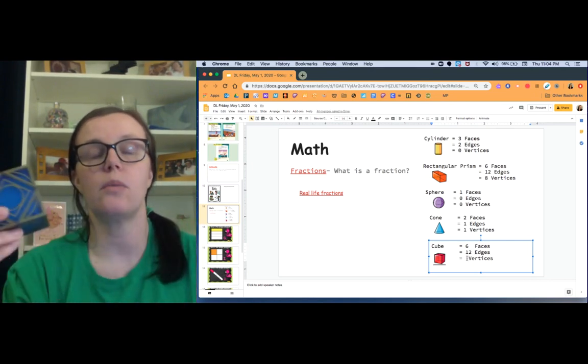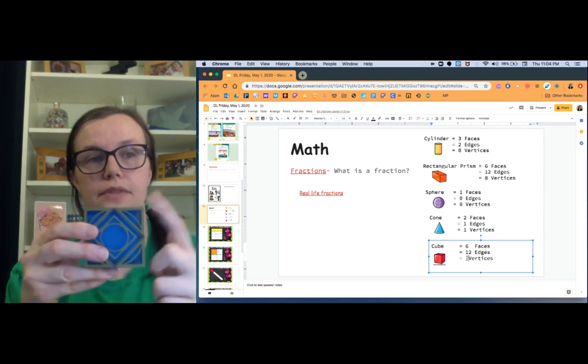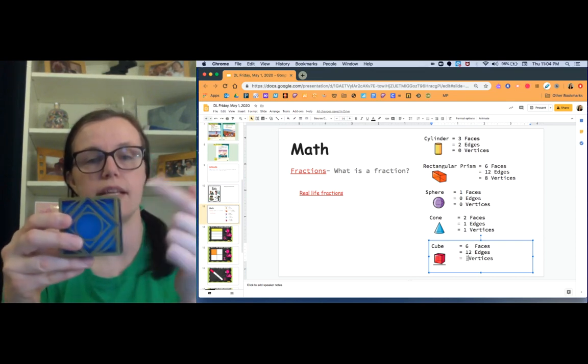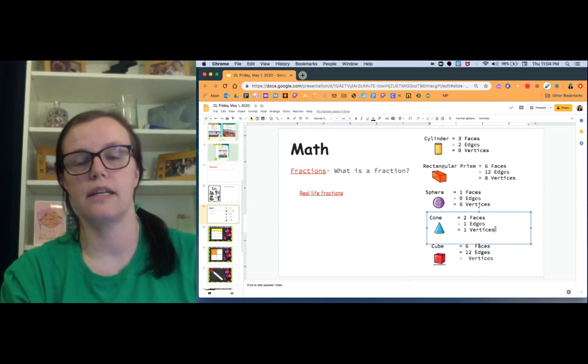Now the vertices are where the edges meet to make a corner or a point. Okay, that's a vertice. One is called a vertex. This is called, oops, I really should change this one to a vertex.